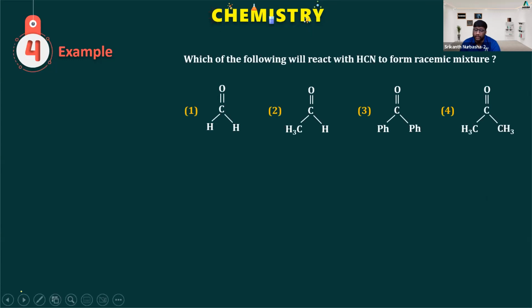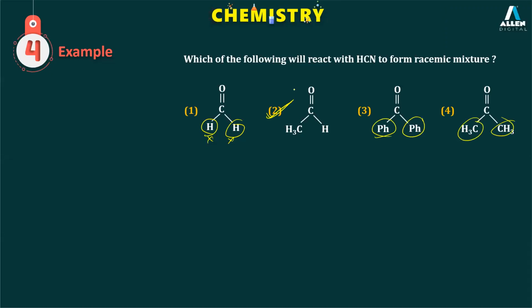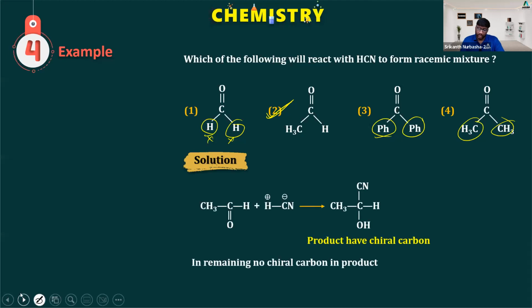Look at this question. Which of the following will react with HCN to form a racemic mixture? A new chiral carbon should be developed. OH and CN are going to be different, but the carbon should be connected with two different groups. Two hydrogens, not going to be chiral. Two phenyls, same. Two methyls, same. So obviously, the second option. Product should have a chiral carbon. So CH3, COH, CH3OH, that will be the product which is going to have a chiral carbon. So that will be the right option.